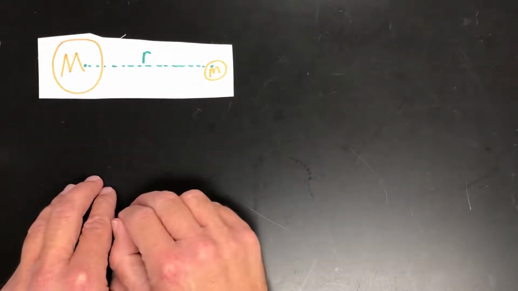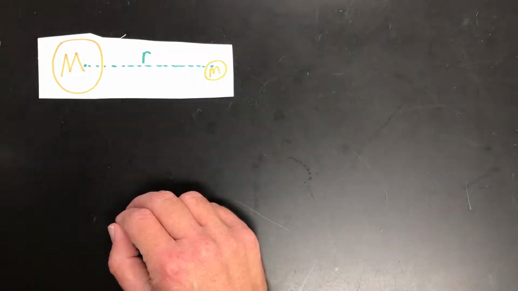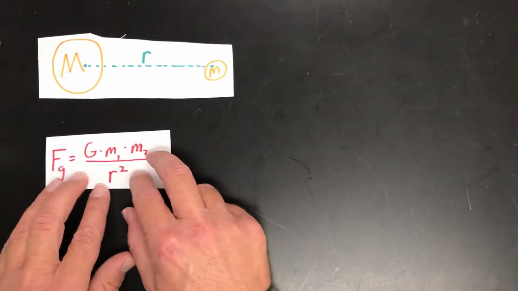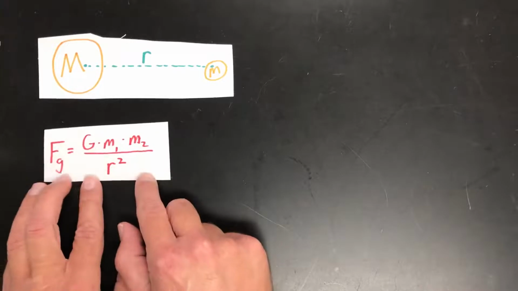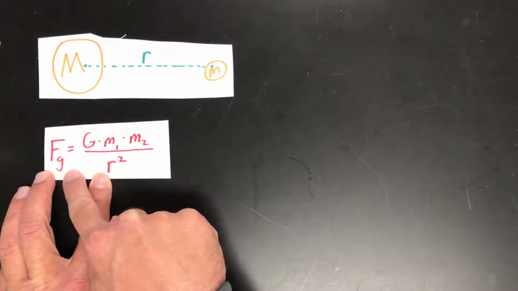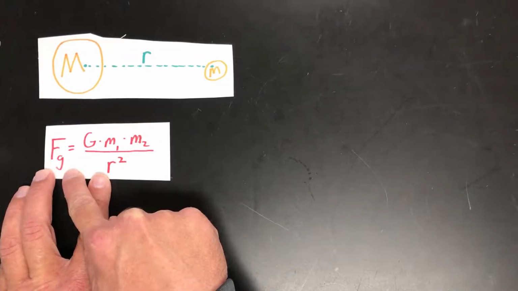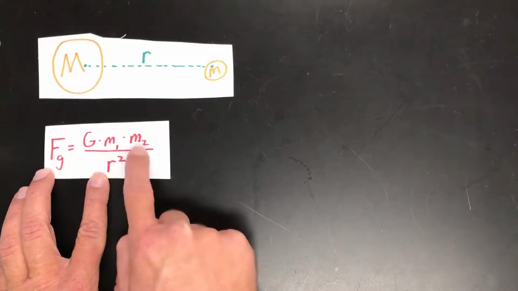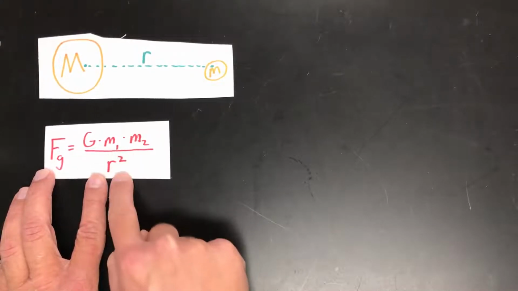So what Newton found out through his study of the falling apple, so to speak, and the falling moon is what he really studied, is that there is a force of gravity between all masses in the universe. How you find that force of gravity is you take the gravitational constant times mass 1 times mass 2 divided by the distance between their centers squared.